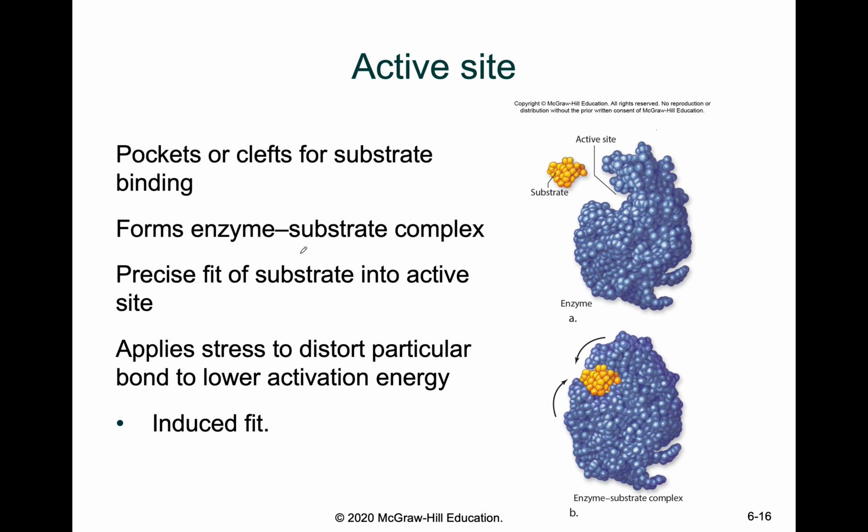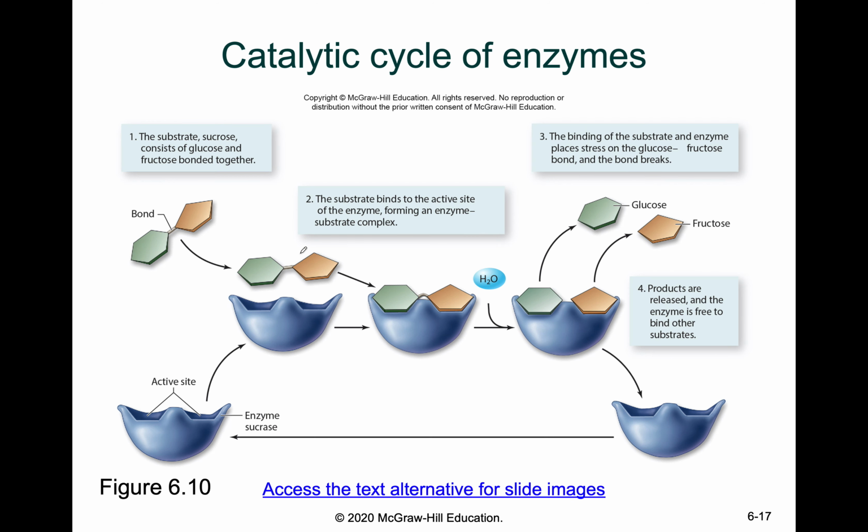Now, if we were to take a closer look at the active site, it is the pocket for the substrate. It forms that enzyme substrate complex, and it is a precise fit of that substrate inside the active site. Okay, it applies stress to distort particular bonds and lower the activation energy, which gives it this induced fit. Now, if we were to look at a cycle of it binding and unbinding, it would look something like this. So we can look at sucrase, for example.